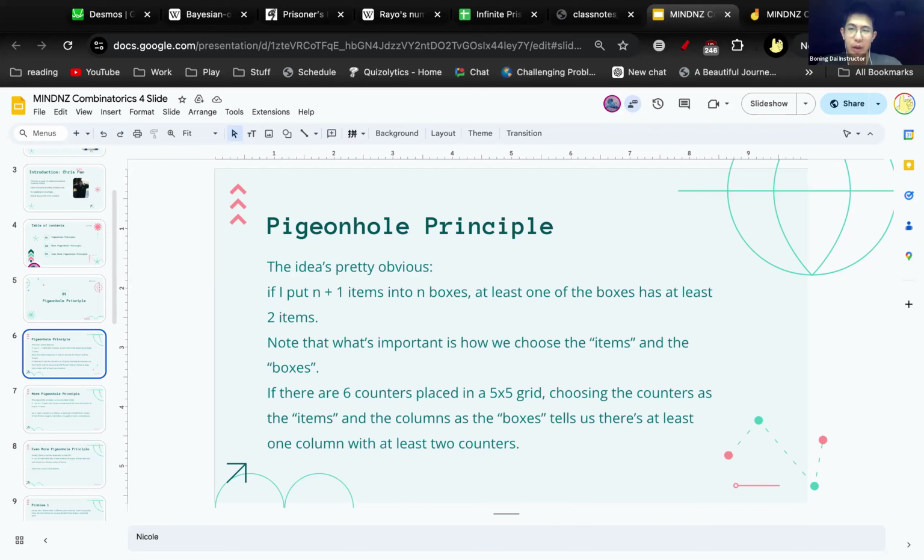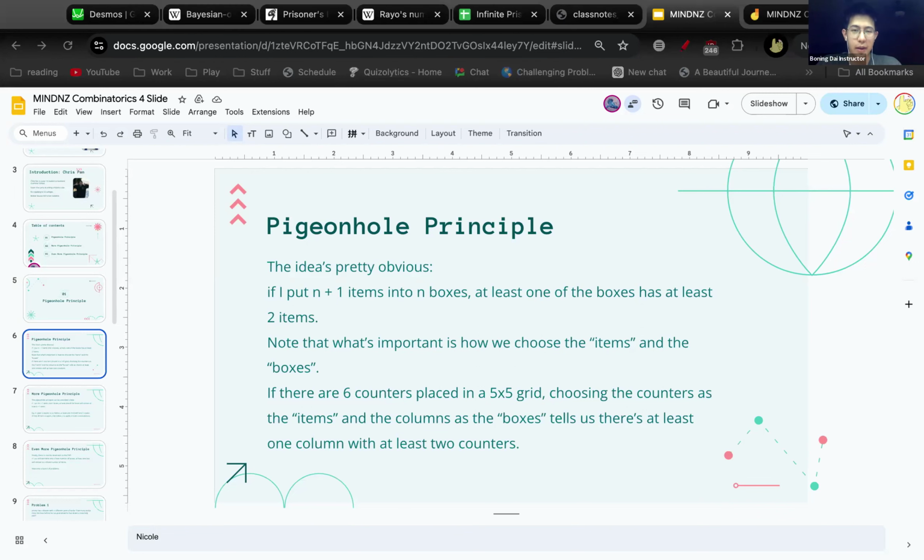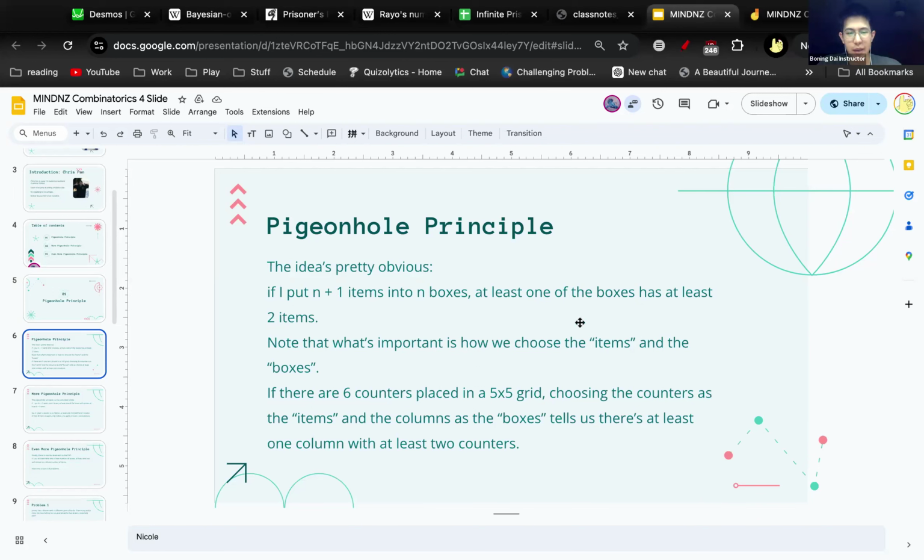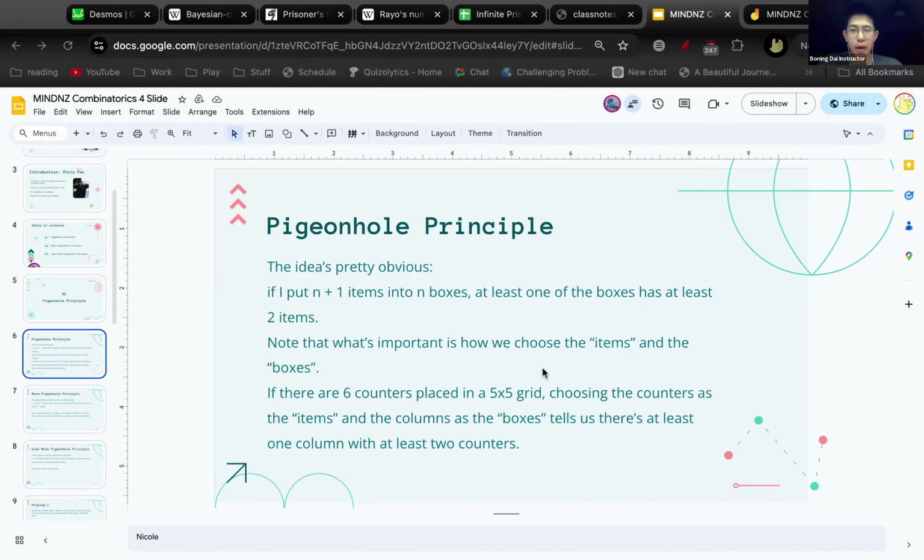In the example below, if there are 6 counters in a 5x5 grid, then choosing the counters as the items, which are the objects, and the columns as the boxes, which are the categories, tells us that there's at least one column with at least 2 counters. So you can think about pigeonhole principle in terms of objects and categories. What's most important is that sometimes there aren't enough categories to put all of the items into different categories. So that's when you get 2 items in the same category.